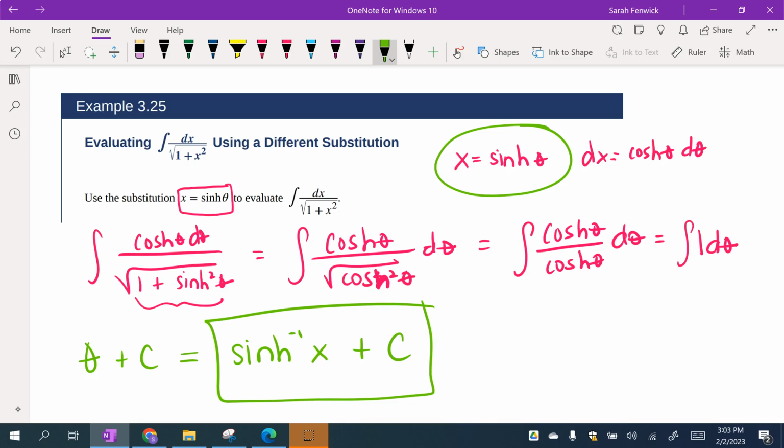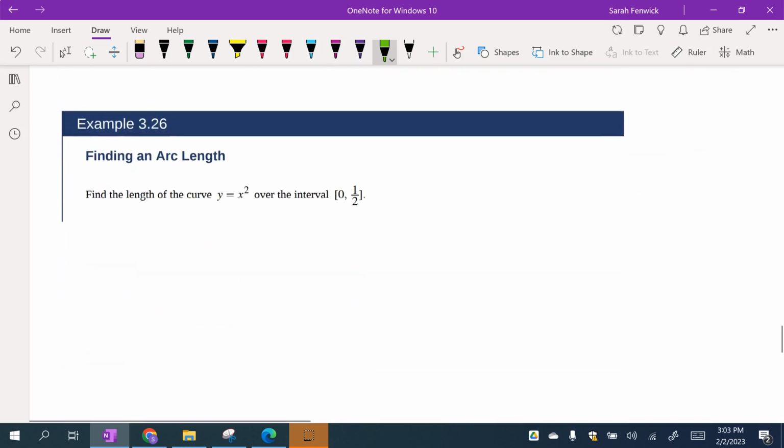All right, let's use our information for good to find an arc length. Find the length of the curve y equals x squared over the interval from 0 to 1/2. All right, so y is x squared, dy dx equals 2x. Our interval is from 0 to 1/2.